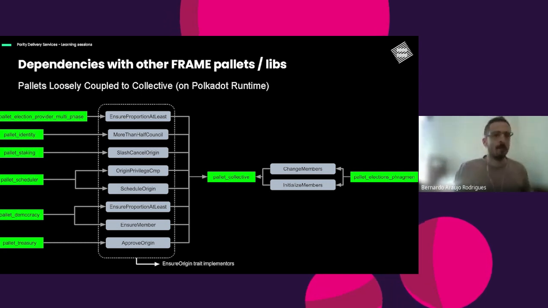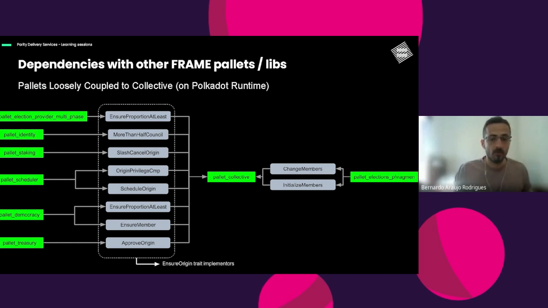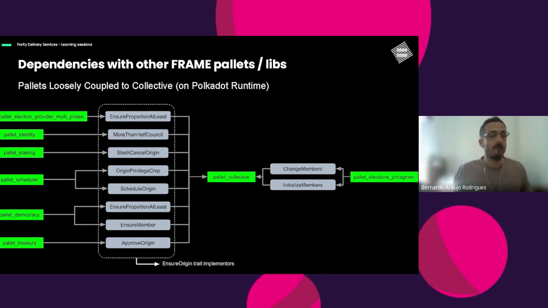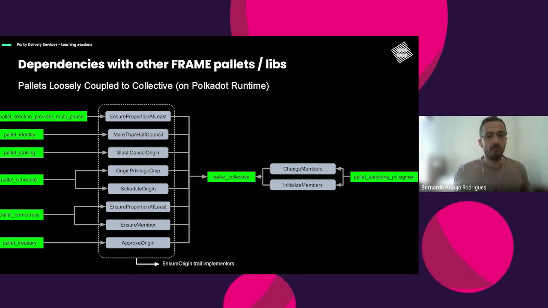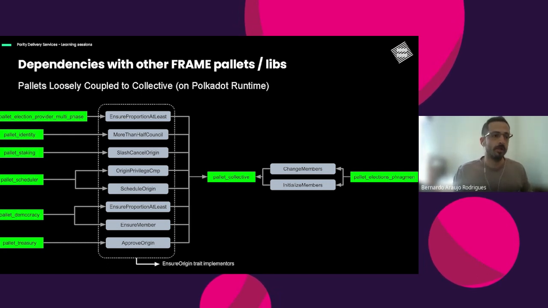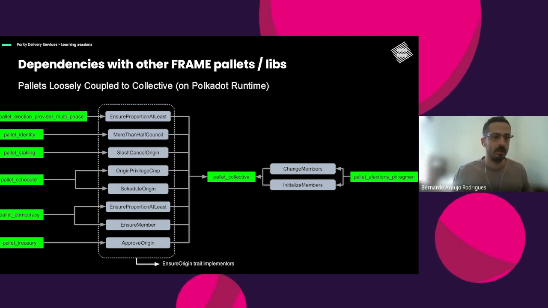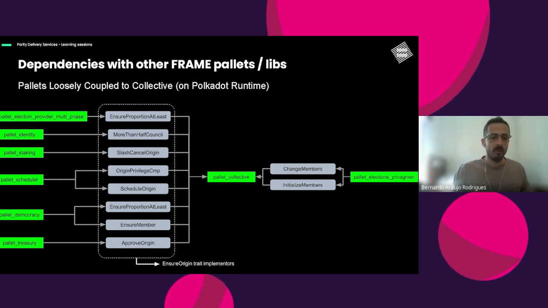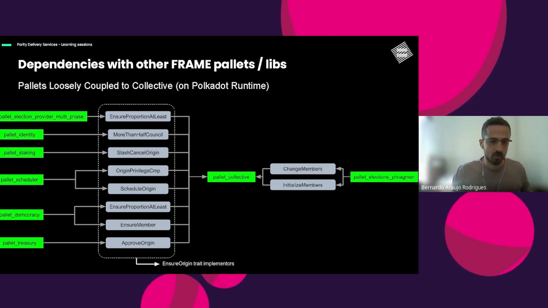So we're focusing here on the Polkadot runtime, establishing the ensure origin trait. For example, for pallet identity, we have the more than half council custom origin. That means that this origin will only be able to dispatch a call if more than half of the council has voted on it, and then the ensure origin function call is going to pass and the proposal is able to be executed. We have ensure member, we have approve origin. All of these are custom origins that implement the ensure origin trait.